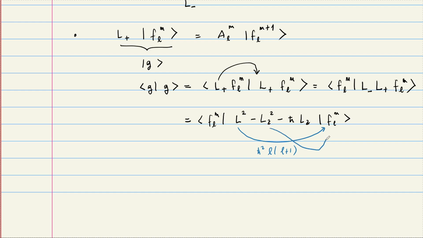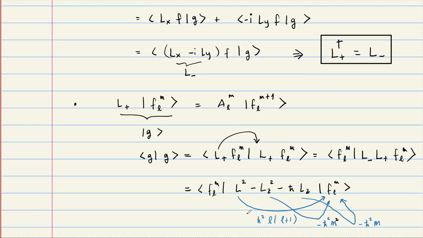This thing acting on F is going to give us minus h bar squared M, and this thing acting on there is going to give us minus h bar squared M, and F, L, M are normalized, then this is going to give us h bar squared L plus 1 minus, I think this one is M squared, M plus 1. We check L plus 1 minus M plus 1.